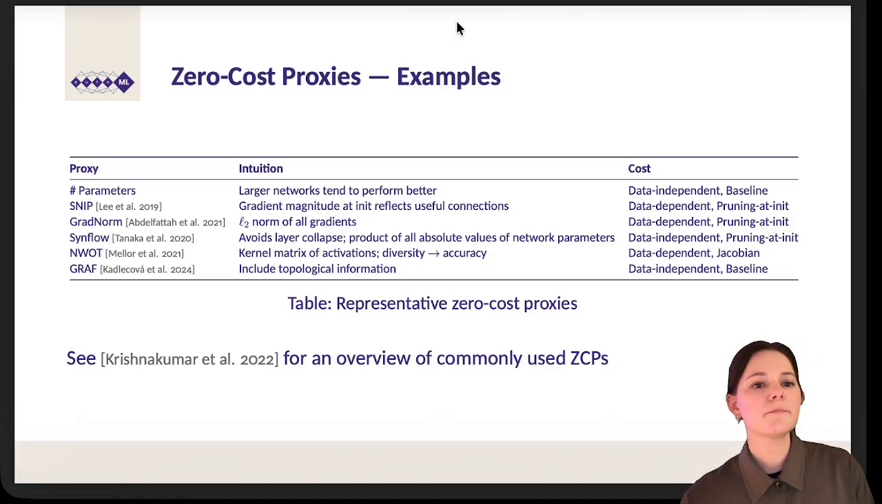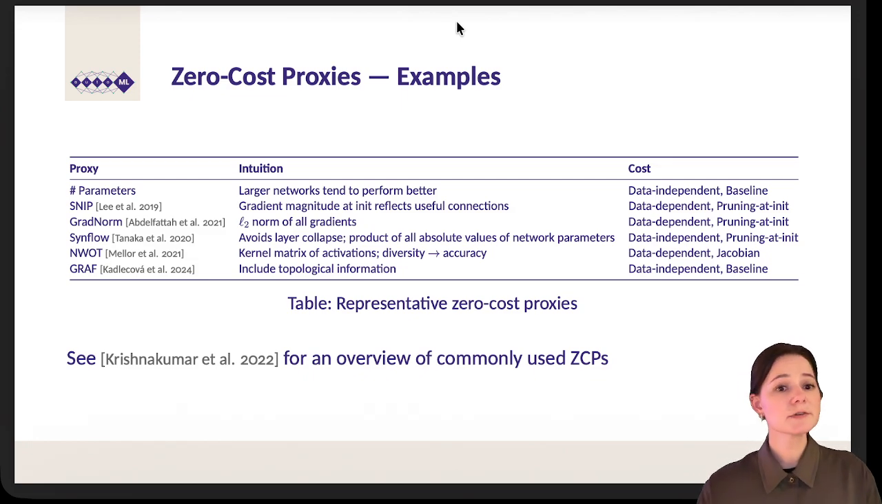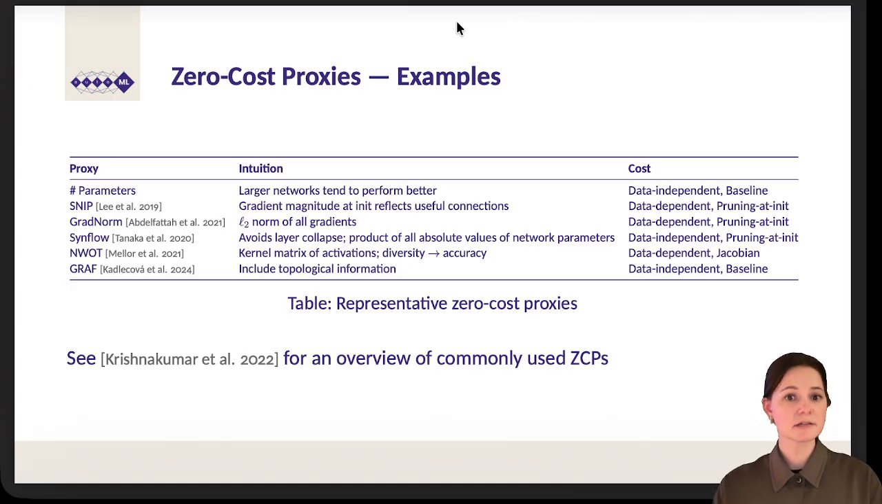The fourth proxy is the so-called thin flow proxy, where the idea is to avoid the layer collapse. It is a product of all absolute values of the network parameters. So parameters of the network, the absolute values, and just the product of those. This proxy is data independent since we just look at the network parameters and their values independent of a forward and backward pass.